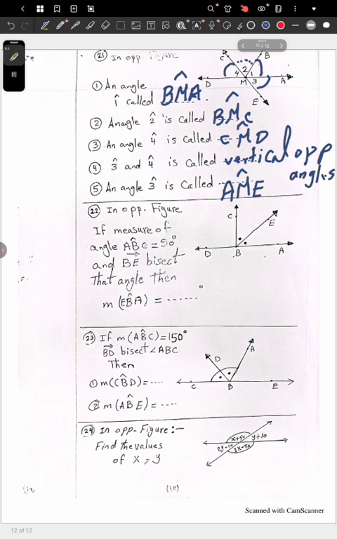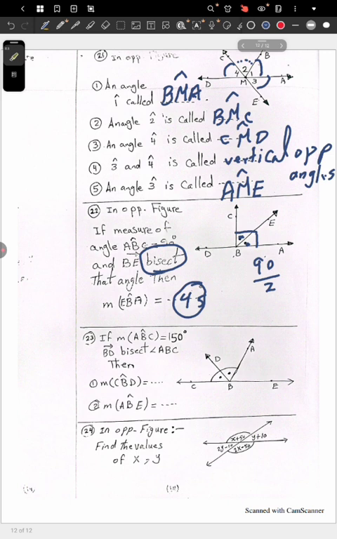In another example, number 22, ABC is 90. This angle is 90. Okay. This means the two parts are equal. Then each is 45. How can we find 45? 90 divided by 2, that is bisect. The word bisect means 45, 90 divided by 2.